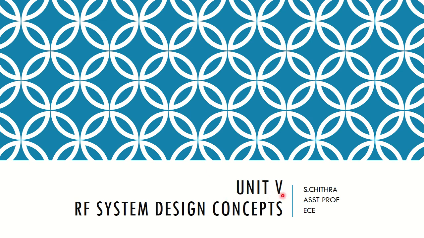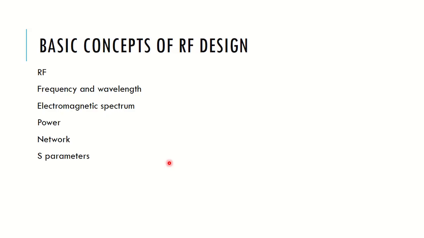We are in Unit 5, which is about RF system design concepts. From Units 1 to 4, we studied transmission lines and waveguides, and that was up to the megahertz range. Now, coming to RF system design, we are going to deal with frequencies in the gigahertz ranges. These are the topics we're mainly going to cover in this PowerPoint presentation.